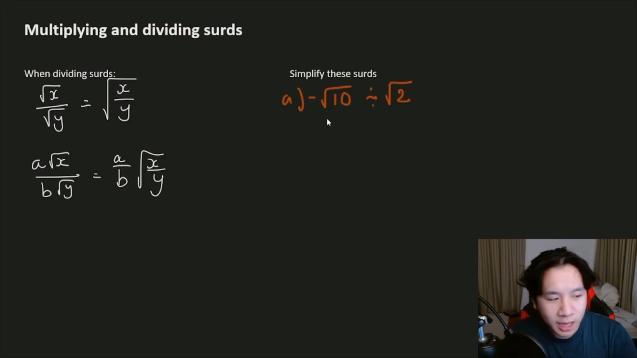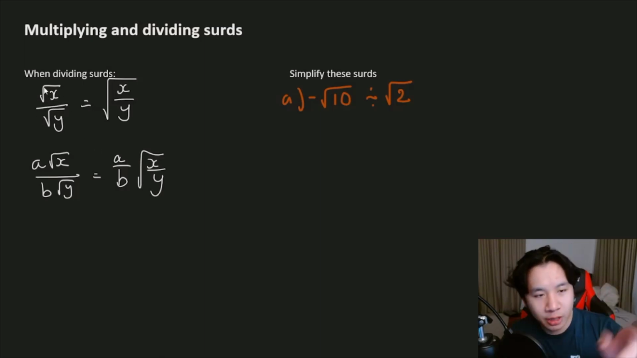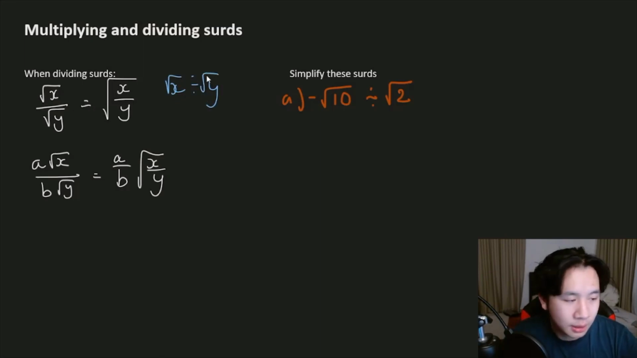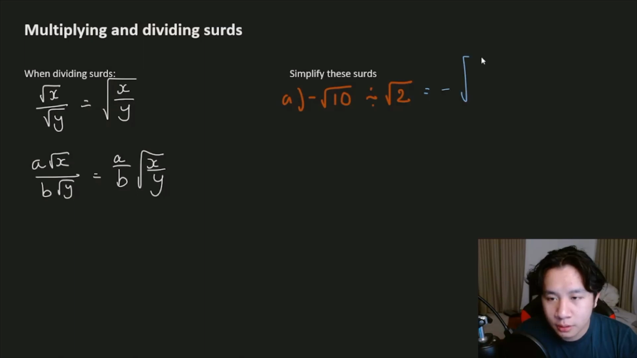All right, so here we have minus square root 10 divided by square root 2. According to this rule, root x over root y is the same as root x divided by root y, just to let you know. And so you can essentially use this rule, where you can put them under one big fraction. And this will be equal to negative root 5.